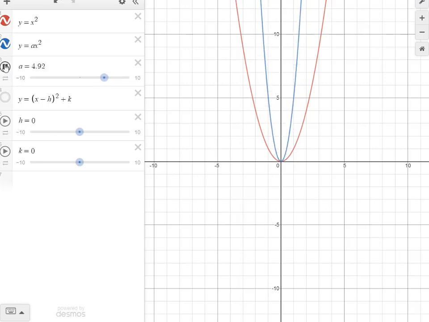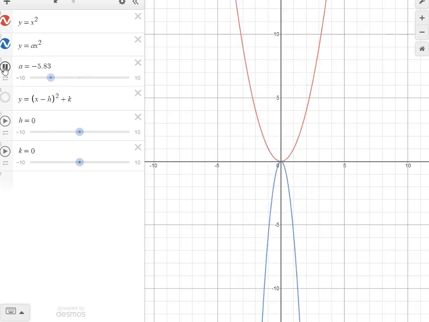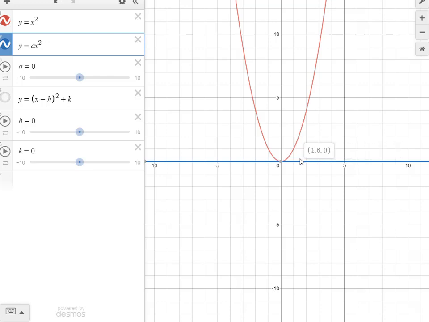And then I can play this through, and it shows you that it just reflects. If A is equal to 0, we get a flat line that just travels along the x-axis, and it's no longer a quadratic relation, it's a line. All right, next step.